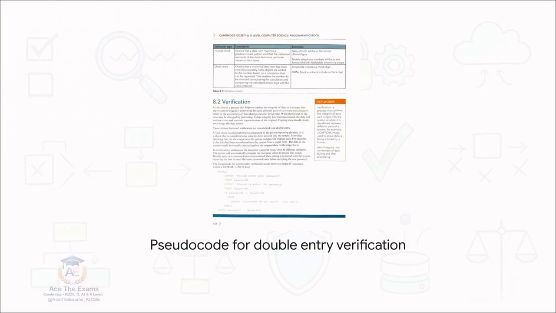It's your classic repeat until loop. The system outputs "please enter your password" and inputs the variable password1. Then it asks you to re-enter and inputs the variable password2.